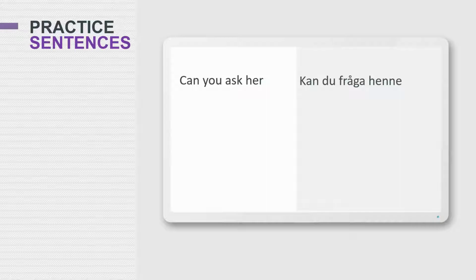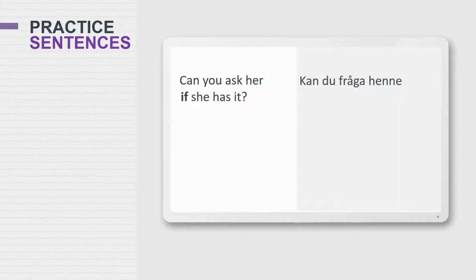So if you want to say, can you ask her, her is the object form. So you have to say henne. Kan du fråga henne? If she has it. So this is the other part of the question. Can you ask her if she has it? And to say if in Swedish, you would say om.